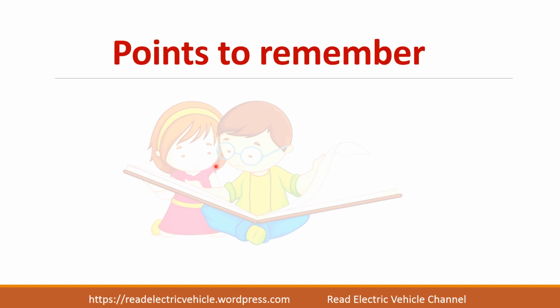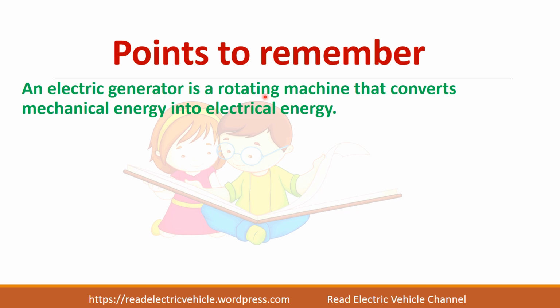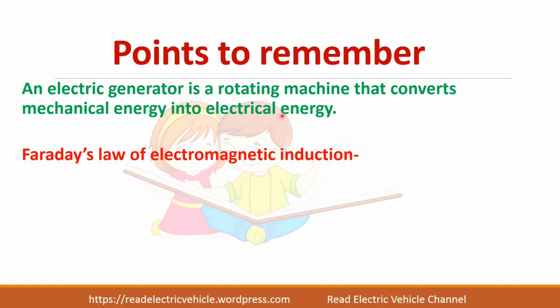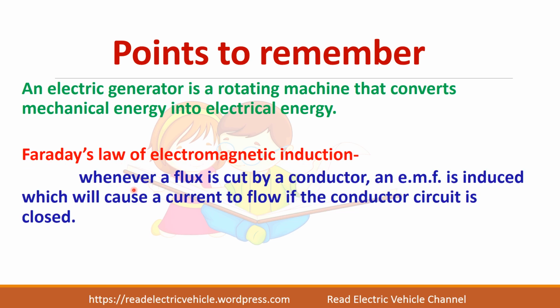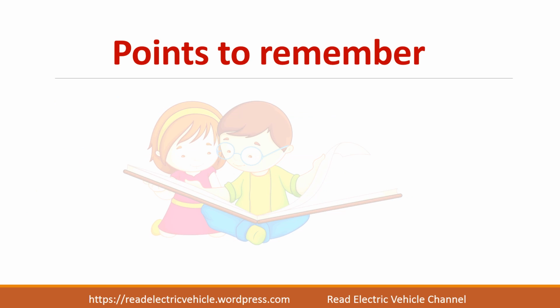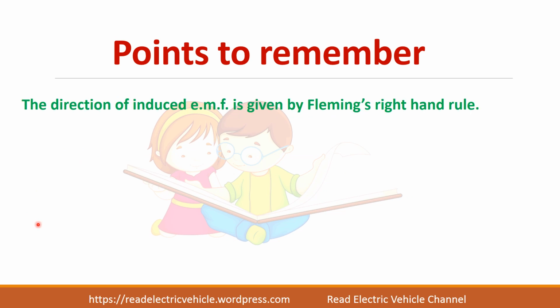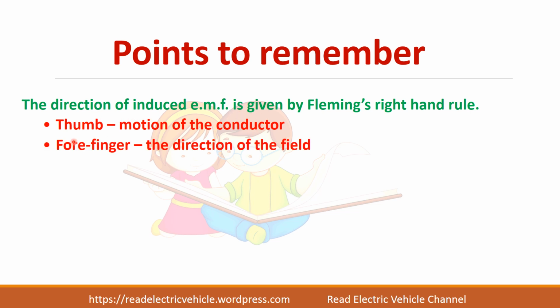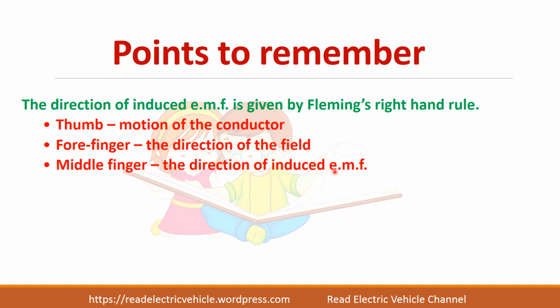The points to remember about the DC generator are: it is a rotating machine that converts mechanical energy into electrical energy, and it is based on Faraday's law of electromagnetic induction. What is that law? Whenever flux is cut by a conductor, an EMF will be induced. The direction of the induced EMF is given by Fleming's right hand rule. If you take your right hand and keep the thumb, forefinger and middle finger at 90 degrees to each other, and the thumb points in the direction of motion of the conductor and the forefinger in the direction of the field, then the middle finger will give you the direction of the induced EMF.